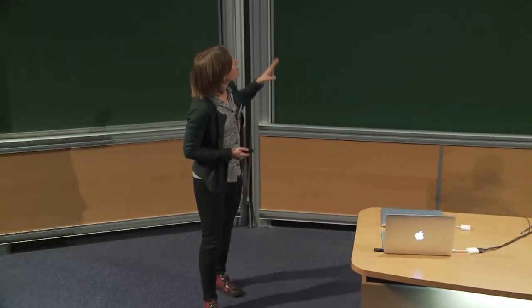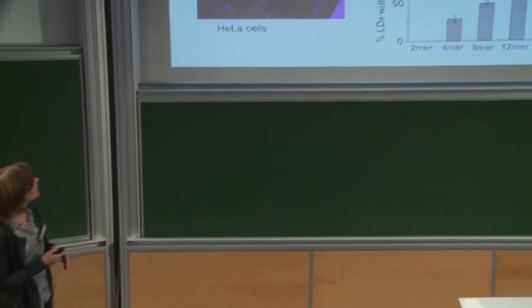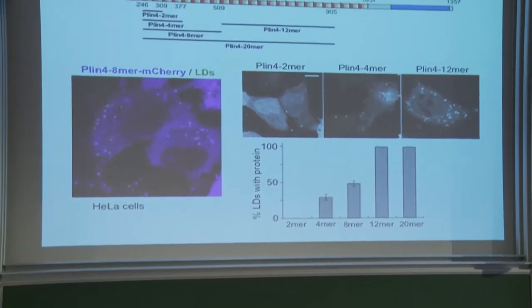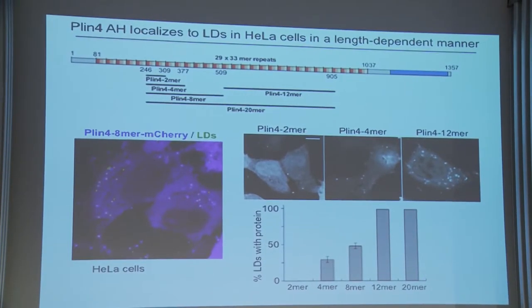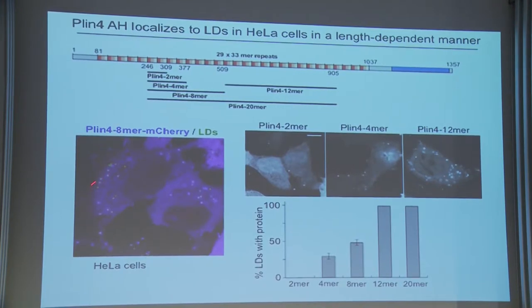Right. So then we can ask, OK, does it go to lipid droplets? We express this protein in HeLa cells fused to mCherry. And you can see that there's a lot of cytosolic signal, but it also surrounds lipid droplets that are labeled here in green. And the localization to lipid droplets really depends on the length of the protein. If we have a short sequence of like 2 or 3 33-amino-acid repeats, so 66 amino acids, it doesn't go to lipid droplets. But as we increase the length, the targeting to lipid droplets becomes really efficient.